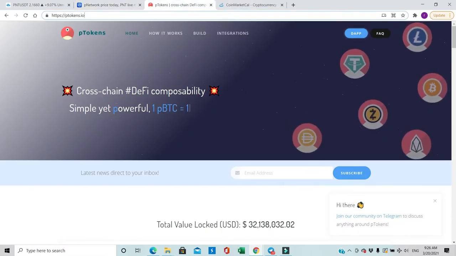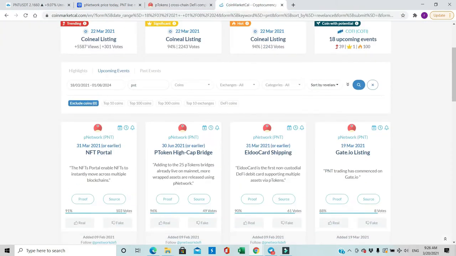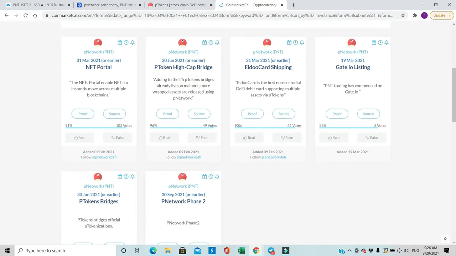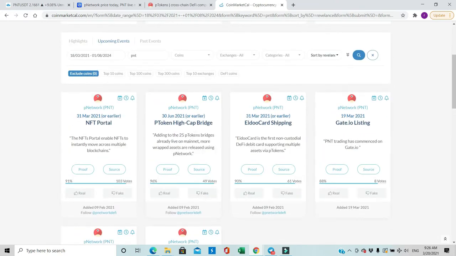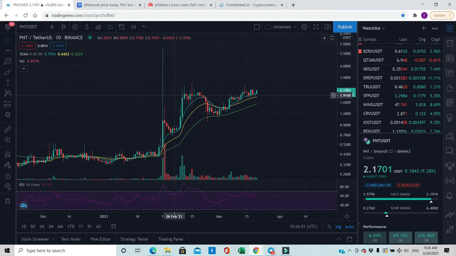And then another thing that sticks out to me when I go on CoinMarketCap and type in PNT is they've got a lot of events coming up. These are events that possibly could drive up the price of PNT. And then the chart looks appealing to me, basically in the short term here.